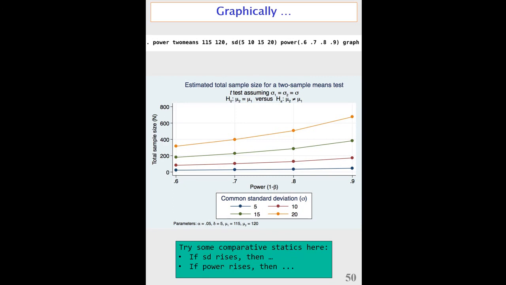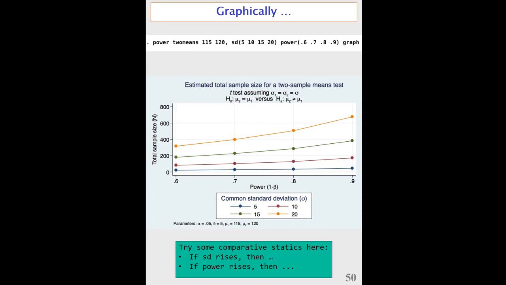And obviously, what happens if power rises here to the right, then we see also that these lines go up. Power is how certain you want to be, and you obviously find that if you want to be more certain, you need a larger sample. Also not so weird.